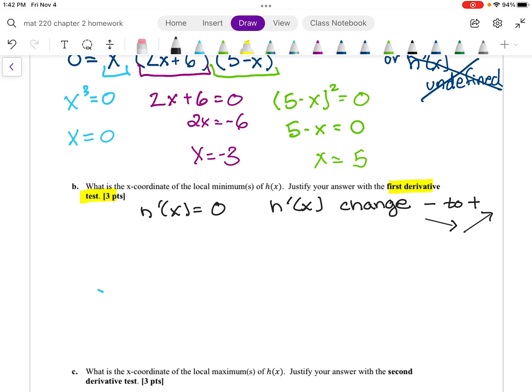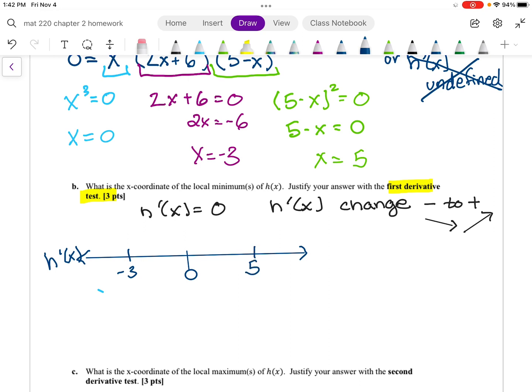All right, the easiest thing to do here is to make yourself a sign chart. When I make a sign chart, I draw a little line. I like to put arrows on the end. I label it with the derivative whose sign I'm looking at, so h prime of x. And then I label all my critical values. So 0 is going to fall in the middle. I have a -3 over here, and I have a 5 over here.